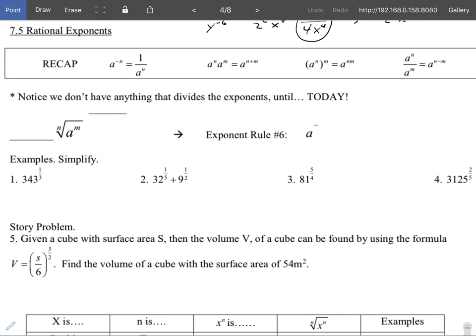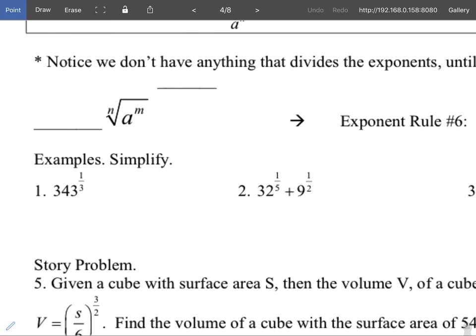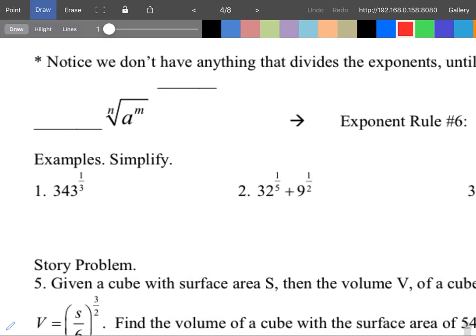Okay, so the first thing you should notice on this form right here, let me zoom in a little bit, is you have this little number that's in the radical in this little spot right here. That number is called the index of the root. So let me put a little note here for you guys.